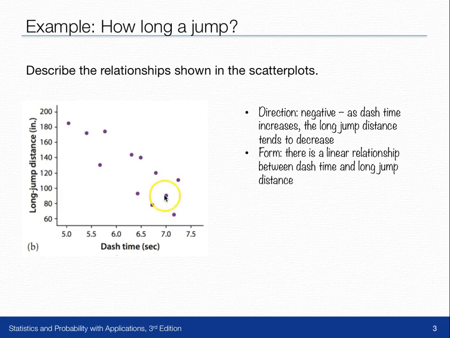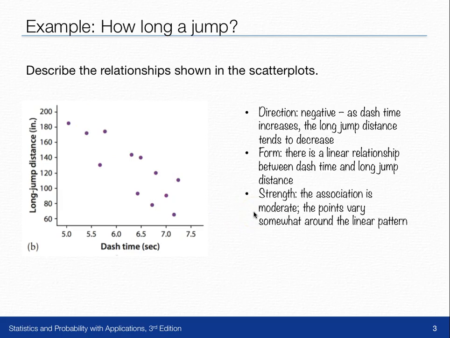In terms of form, this is more linear than the diamond problem, and so we can see that there's a linear relationship. The strength is less strong than what we saw before with the diamonds. The linear relationship, the points vary somewhat around it. We'll call this association moderate. And then lastly, outliers. I don't see any. We're going to say that there aren't any in this plot.